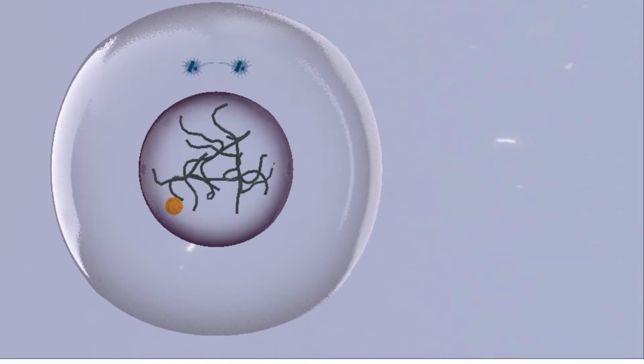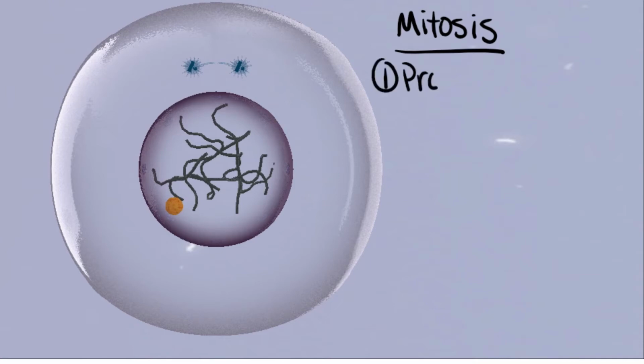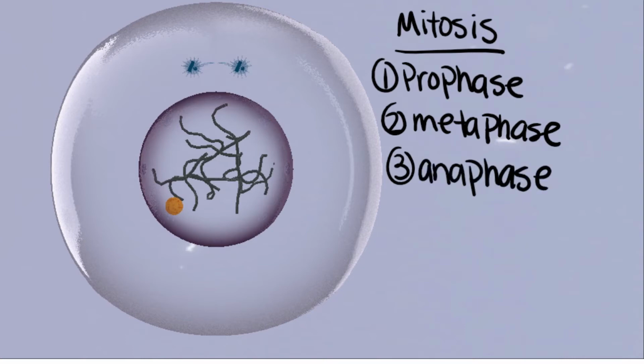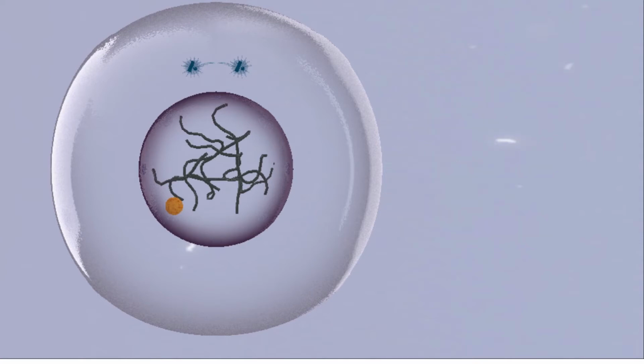The next stage of cell division is called mitosis. Mitosis is split up into four phases. The first one is prophase. Second is metaphase. Third, anaphase. And finally, telophase. Right now, we will be learning about prophase.